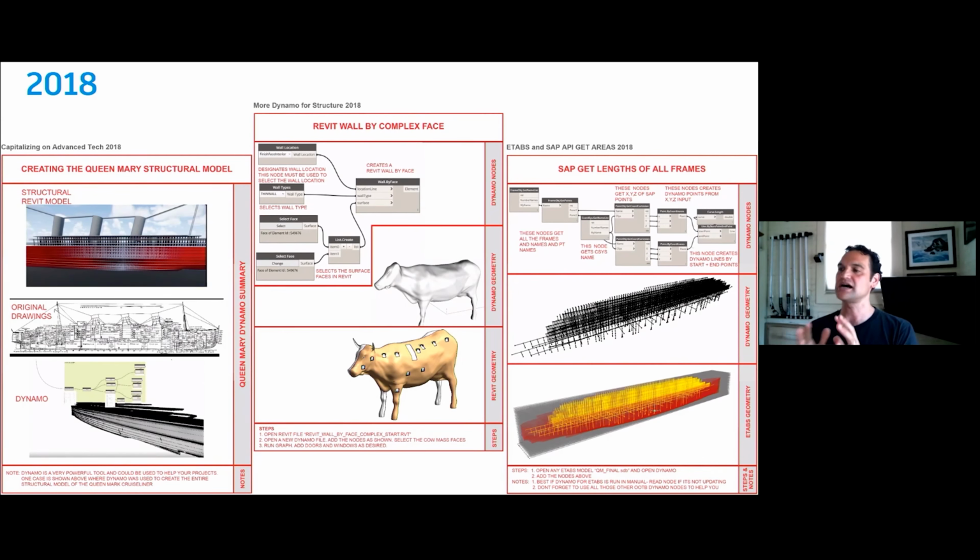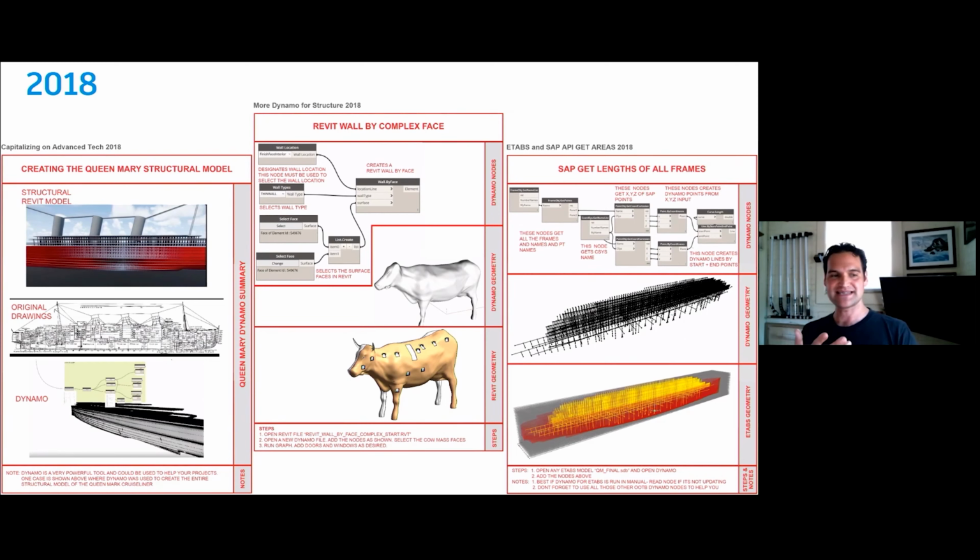So the class I taught was how to take Dynamo and integrate it with structural analysis software. That structural analysis software was called ETABS and SAP. In there, we showed how to actually extract. We took the Queen Mary SAP model and showed how to extract the lengths of the frames in there. And a lot of times I get people asking, why would you use Dynamo for structural analysis?